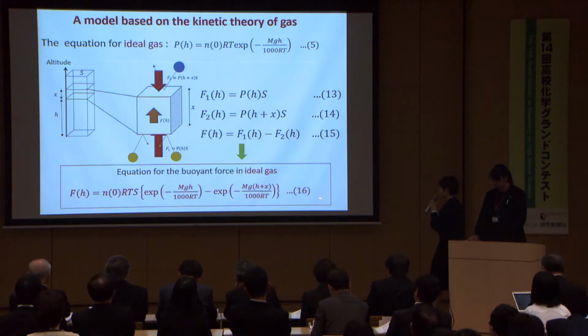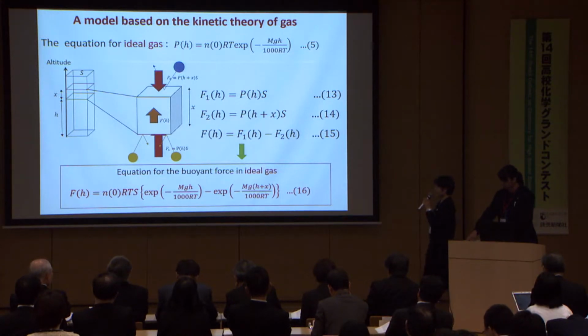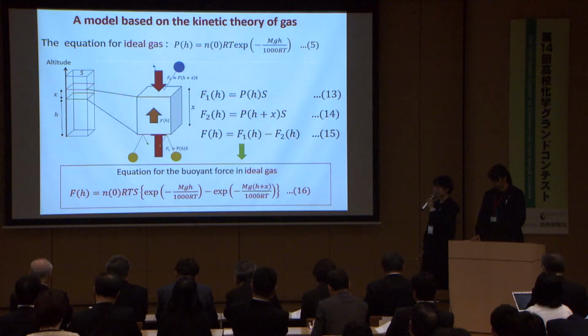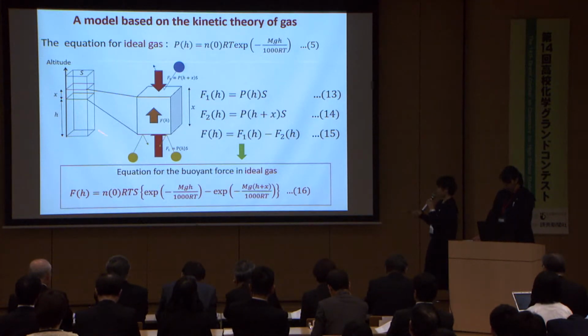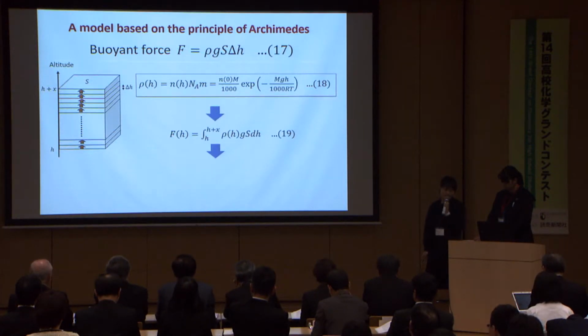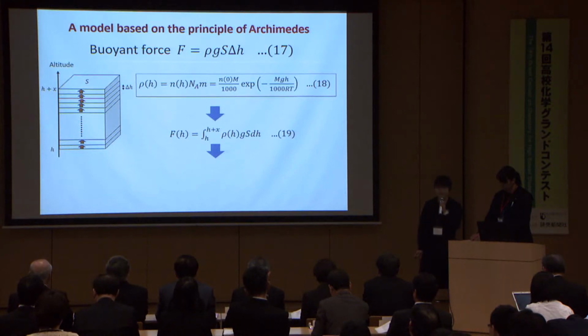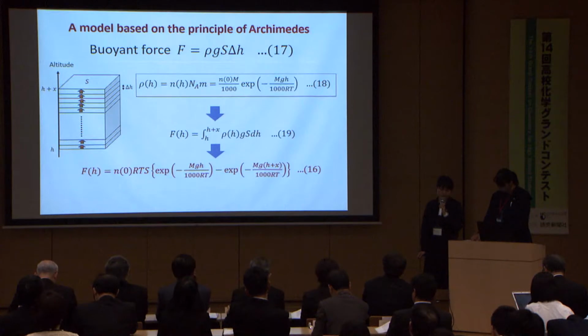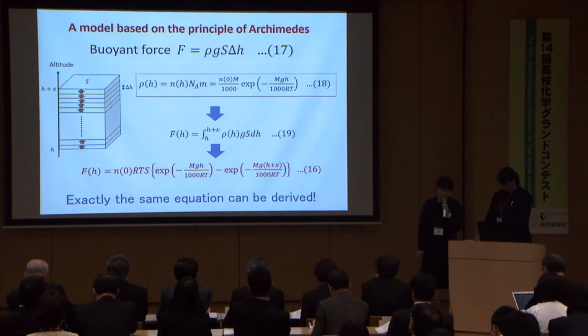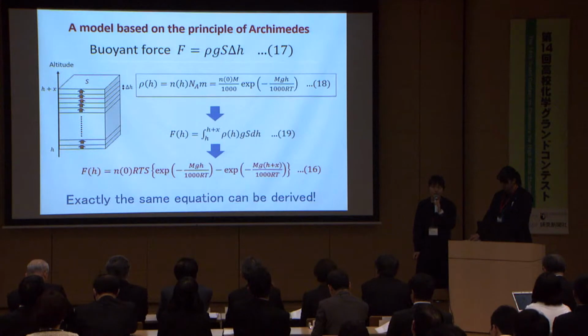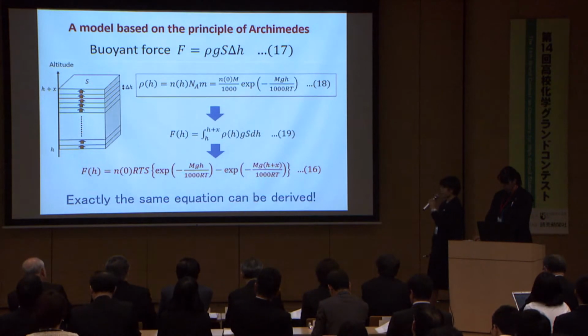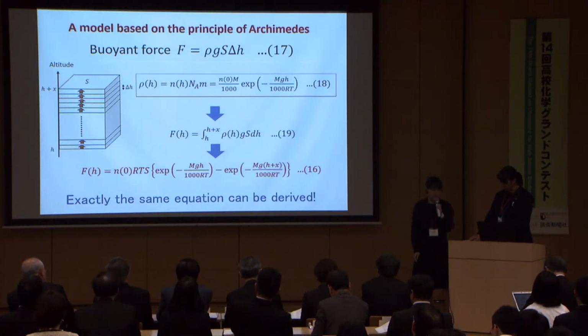Equation 16 for the buoyant force is derived from the difference in the power a Q-pole receives. On the other hand, there is an interpretation based on the principle of Archimedes. A function of the number density of molecules under the gravitational potential is given here. The buoyant force in the air can be found by the integration. In this way, exactly the same equation can be derived from two different approaches. Thus, we have proved that the buoyant force which works in the air arises from molecular collisions.